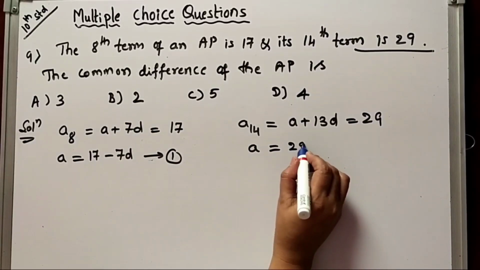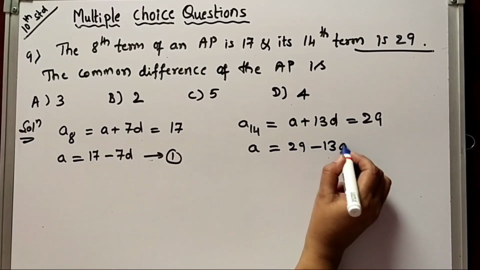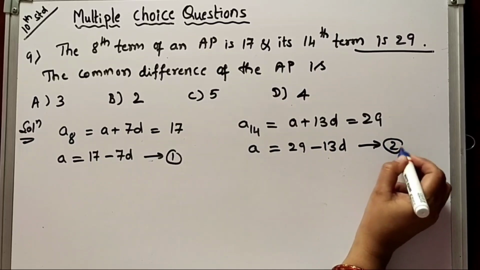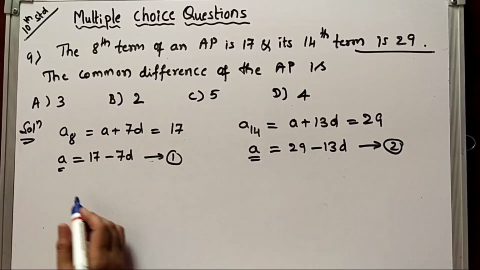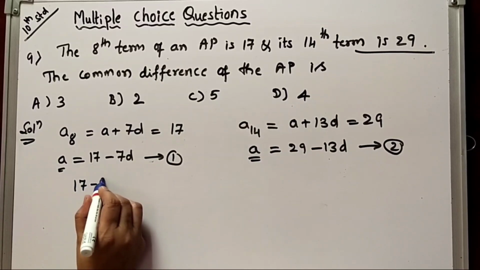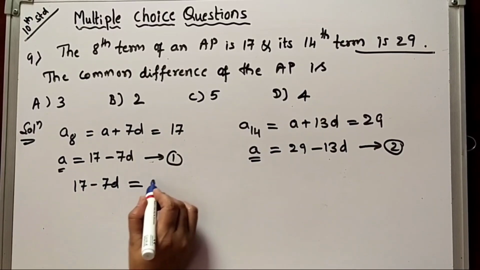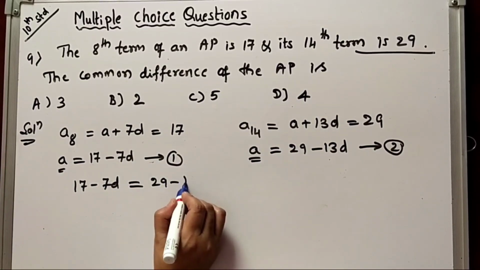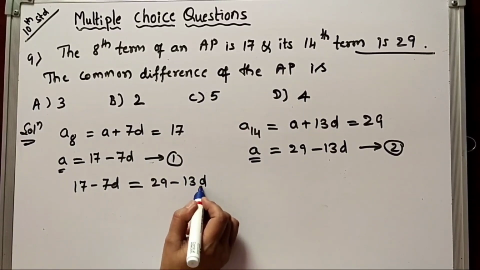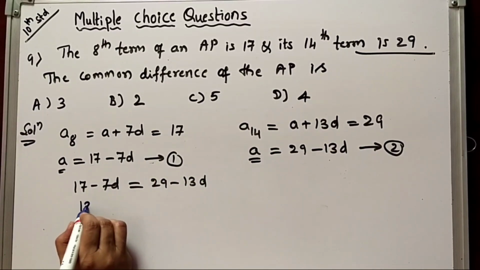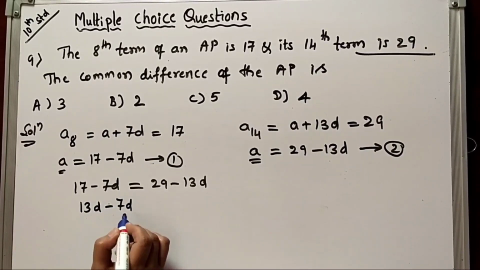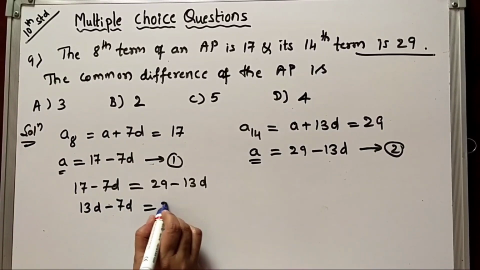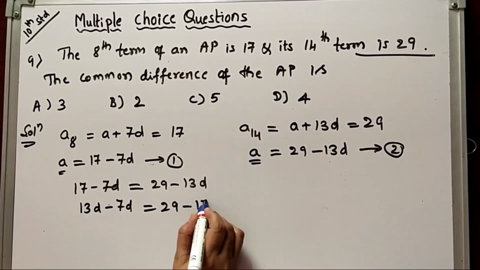So now A is 29 minus 13D, equation 2. From 1 and 2, here it is A, here also it is A. So now these two are equal. 17 minus 7D is equal to 29 minus 13D. Yes, I am sending 13D to the LHS. That comes with a positive sign. And 13D minus 7D is equal to 29 minus 17.